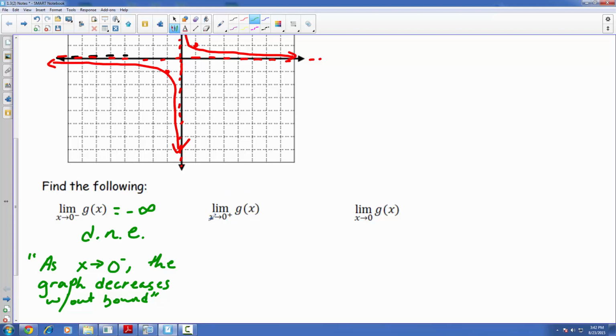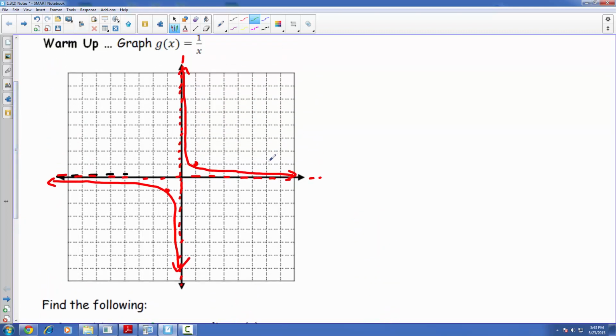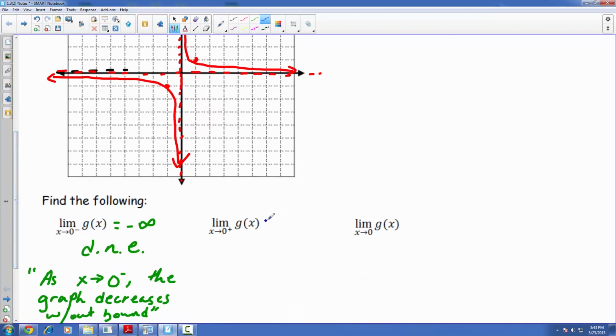So if you read a textbook and it has that kind of terminology, that's what they're intending. Now let's look at the limit as x approaches 0 from the right side of that function g of x. If we look at our graph, as x approaches 0 from the right side, we are going upwards to positive infinity. So kind of the other direction. And likewise, this limit will not exist. You would have a very similar statement, only it would be increasing without bound.